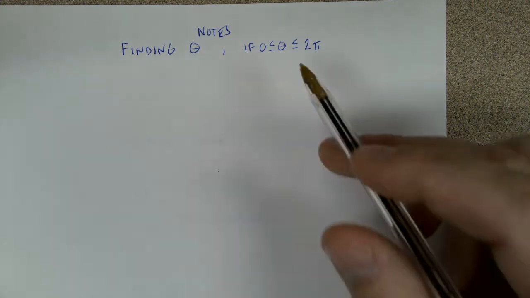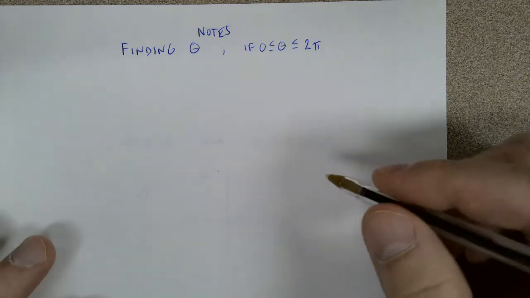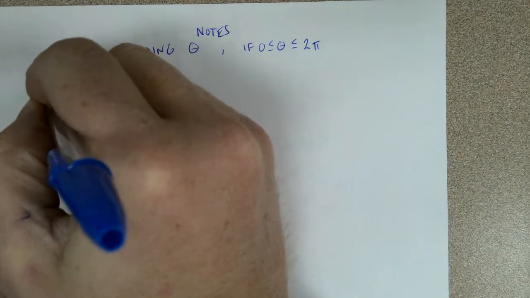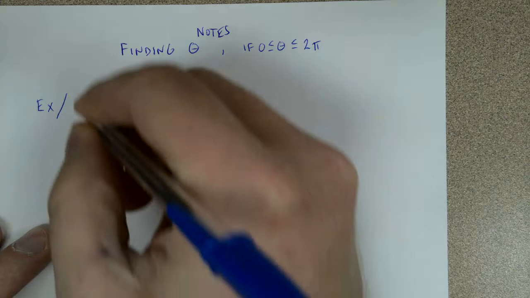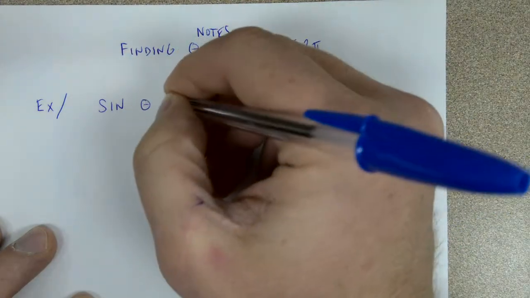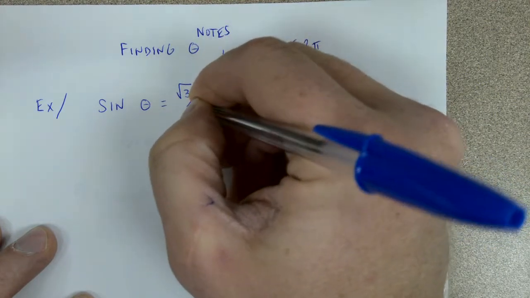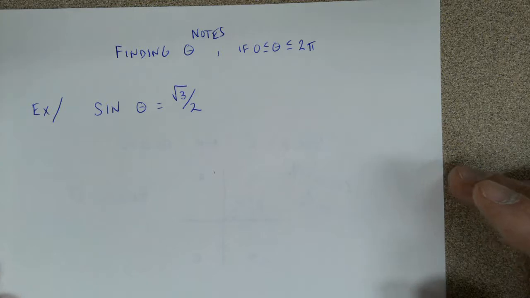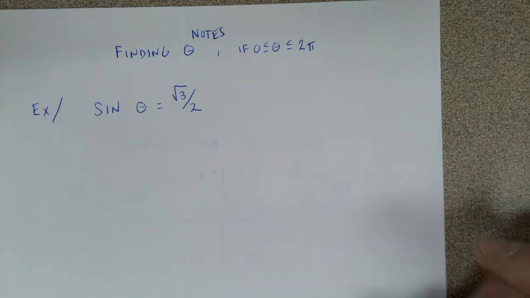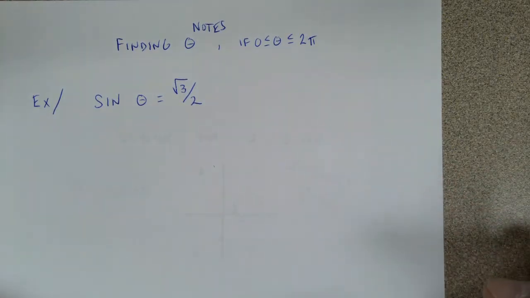So finding theta when theta is between 0 and 2 pi. We're going to look at a few examples of this. So the first one, the sine of theta is equal to radical 3 over 2. I'm going to try on this first one to relate it more to our unit circle.